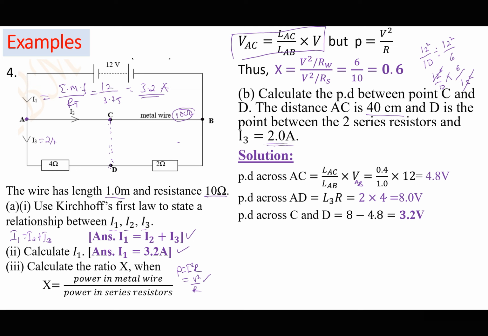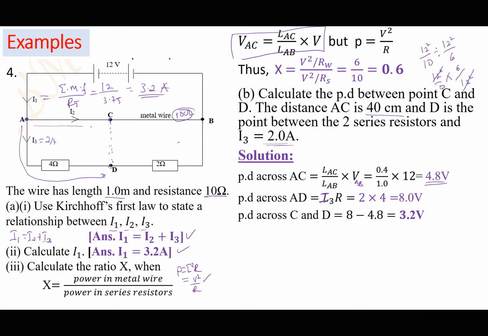So which is 0.4 divided by 1. 0.4 is 40 centimeters, then times 12, which gives me 4.8. Then the PD across AD is going to be I3 times R, because the current through that section where we have a 4 ohm resistor is given as 2 amperes, so it is going to be 2 times 8. So the PD across this path is 8.